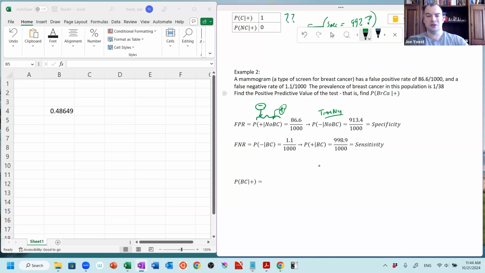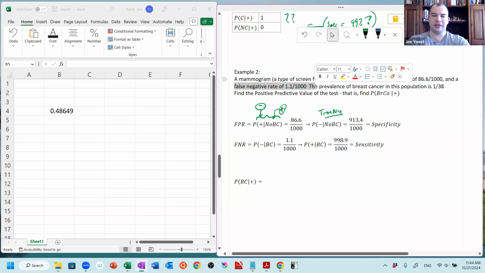So what were we told? We're also told that the false negative rate is 1.1 out of 1,000. So this means the test came back negative but was incorrect, meaning the patient has breast cancer, but the test came back negative. That's what's 1.1 out of 1,000, probability of negative given breast cancer. And then the complementary event, probability of positive given breast cancer, is 1 minus that, 998.9 out of 1,000. That's the sensitivity.